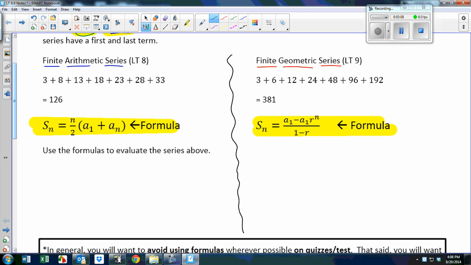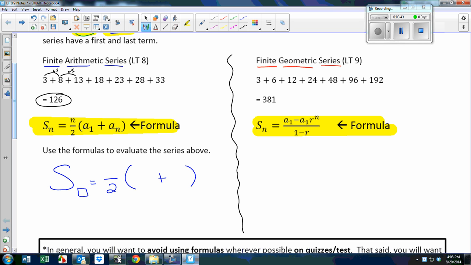The first one is 3 plus 8 plus 13 plus 18, and we're clearly adding 5 each time, so it makes it arithmetic. And I've gone ahead and added all those numbers up for you, and the answer is 126 if you added them up individually. What I'd like to do is show you how the formula can give you the same answer, and in many cases, it can give you that answer faster than if you just added them up individually. So you'd start with the sum of blank equals blank over 2 times blank plus blank.